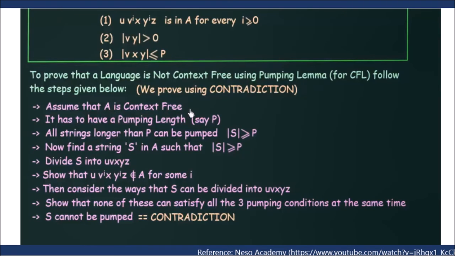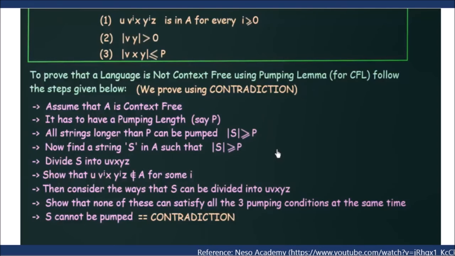If A is a context-free language, then it should be able to be pumped. But since we find that it cannot be pumped, we get a contradiction. Thus, we prove that A is not a context-free language. So these are the steps that you have to follow in order to prove that a given language is not context-free using the pumping lemma for context-free languages.